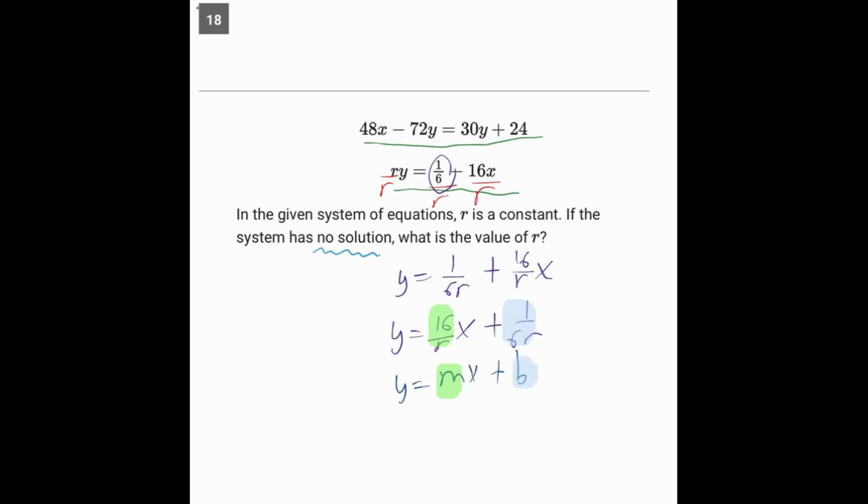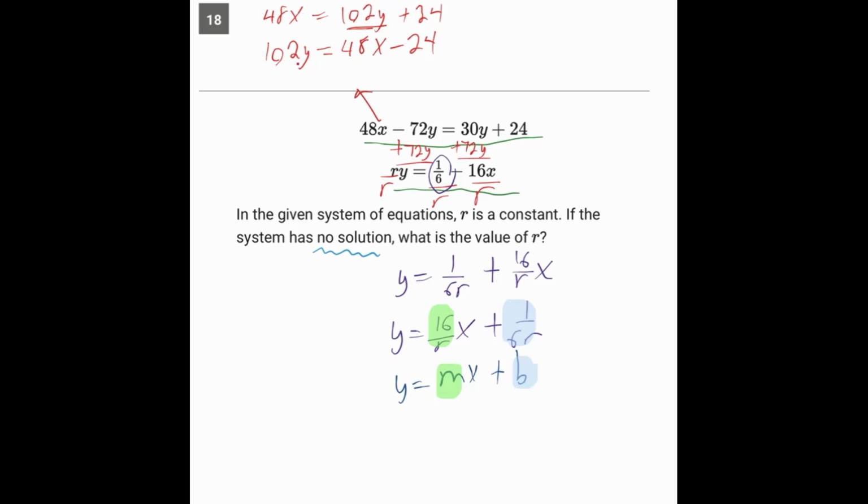So now doing the same thing to the other equation, we can start there by adding the 72y to both sides. Now that'll give us 48x equals 102y plus 24. And if we take away the 24 from both sides, now the 102y will be by itself. So we'll basically have 102y equals 48x minus 24.